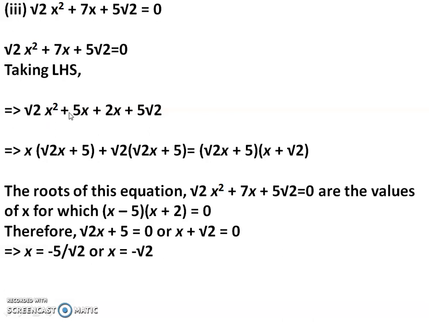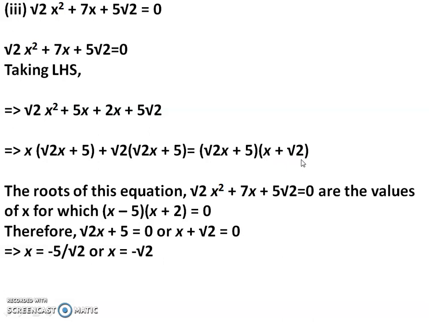Now taking out the common terms. Here you can see only x is common, so we'll take x outside: x into root 2x plus 5. And here you can see root 2 as common. 2 can be written as root 2 into root 2. So root 2 is outside, you can write root 2x plus 5. Taking out the common terms, you will get the factors: first factor root 2x plus 5 and the second factor x plus root 2.